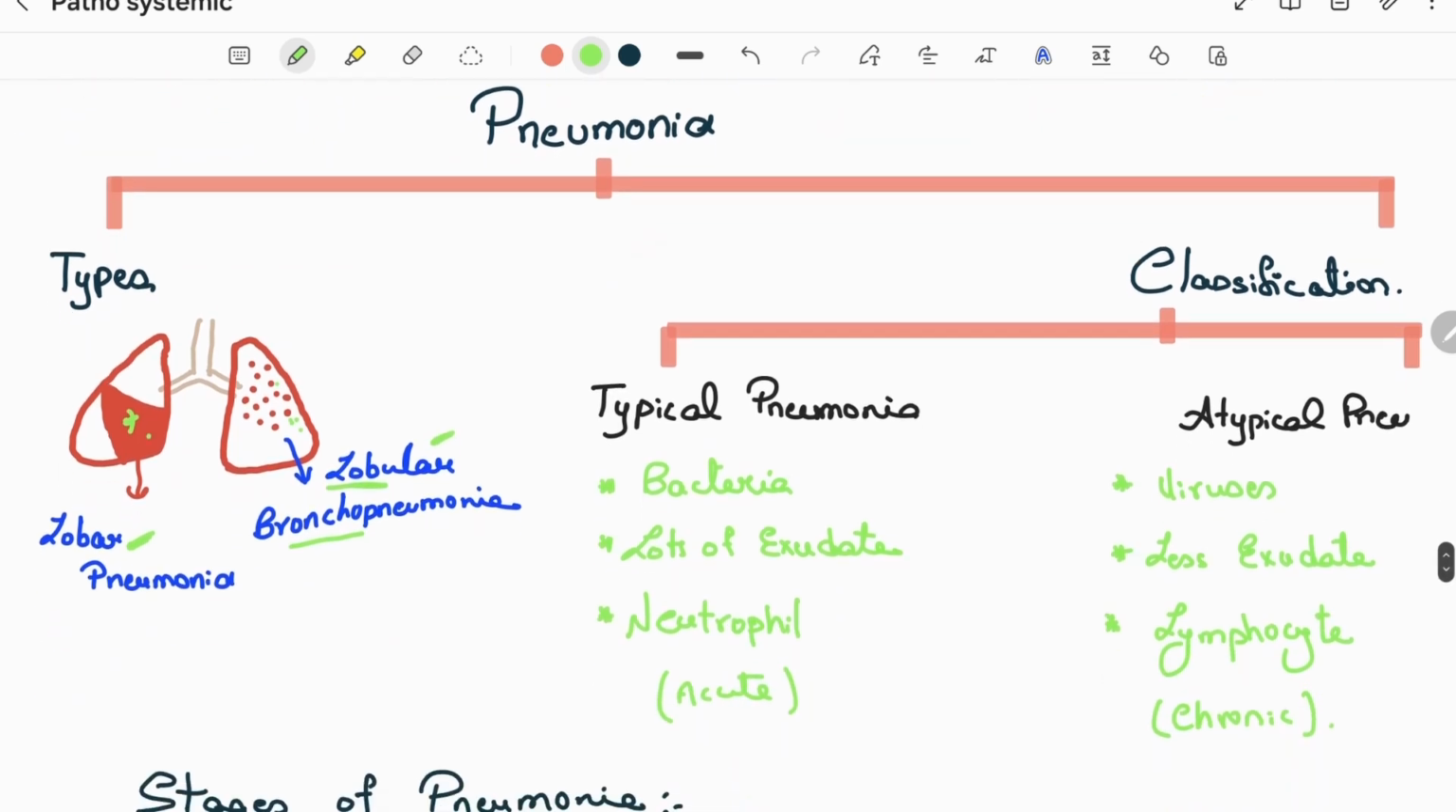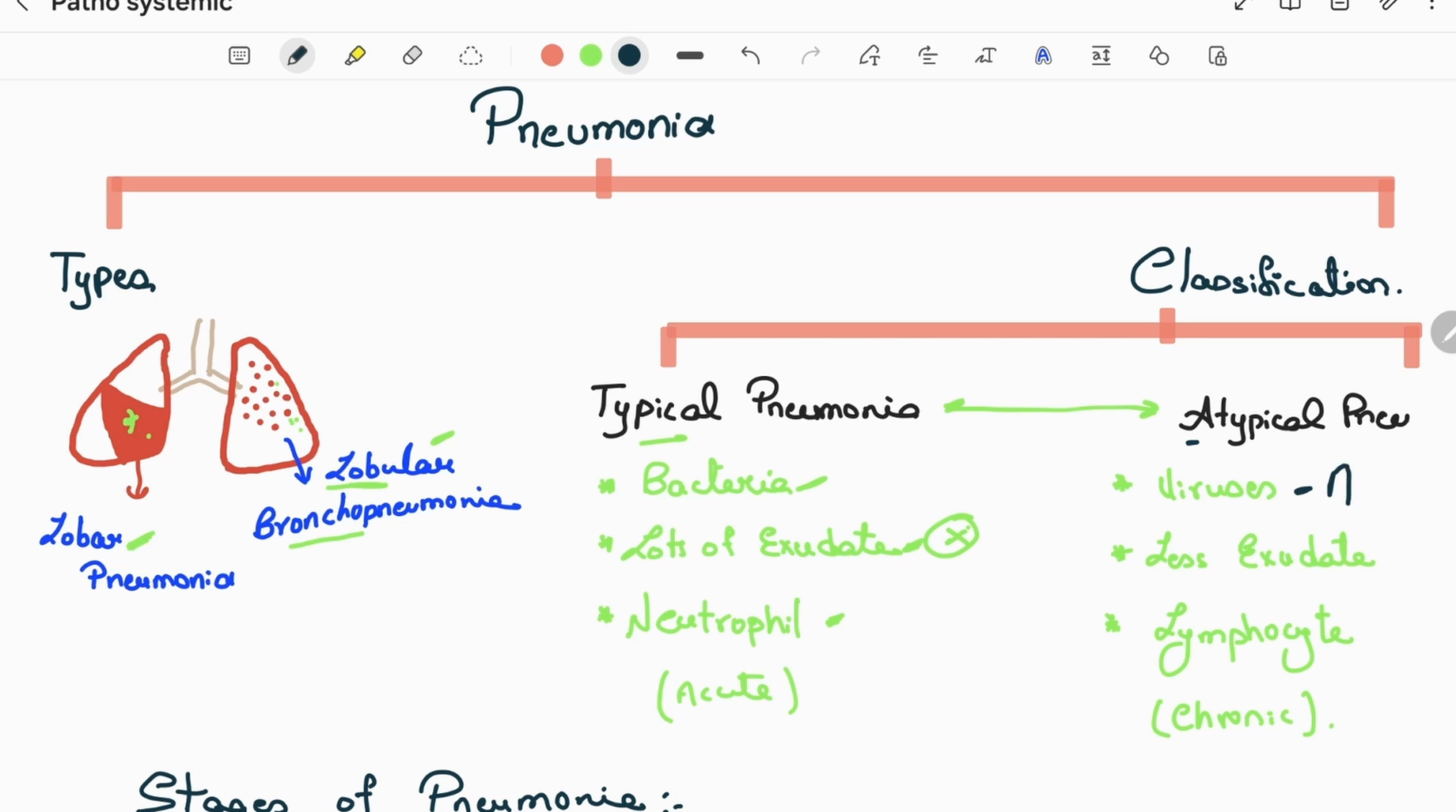And the classification is of 2 types. First one is typical pneumonia, and second one is atypical pneumonia. Depending on the organism that is affecting the lung, they are divided into 2 types. Typical, in which bacteria are involved, and lots of exudate we can see, and the most common defense mechanism we can observe is neutrophils will be present. And in atypical we can see virus.